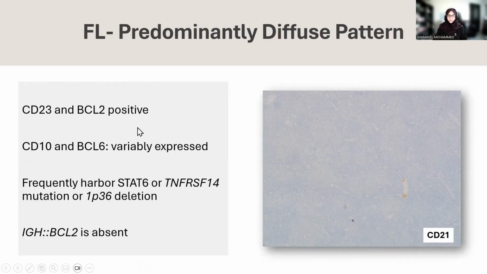So immunohistochemical stains, they're characteristically CD23 and BCL2 positive. CD10 and BCL6 can be variably expressed and might be lost. So this is one of the follicular lymphoma subtypes that you might lose the germinal center markers such as CD10 or BCL6. They often harbor STAT6 and TNFRSF14 mutations, and they lack the 14;18 translocation.